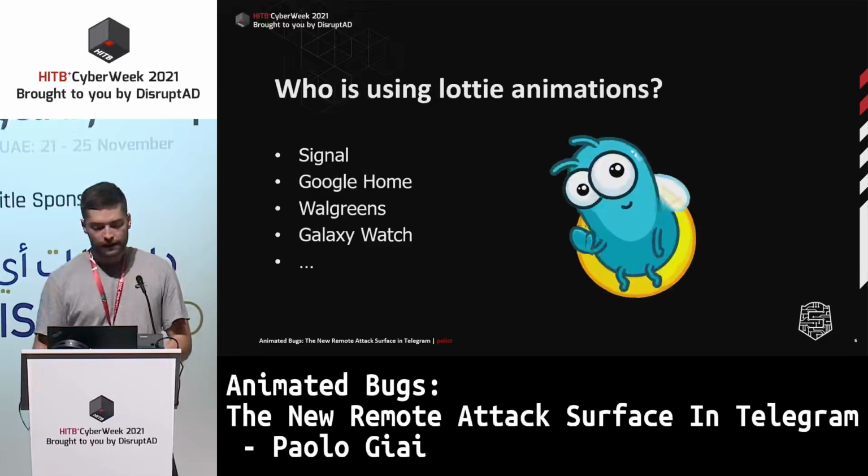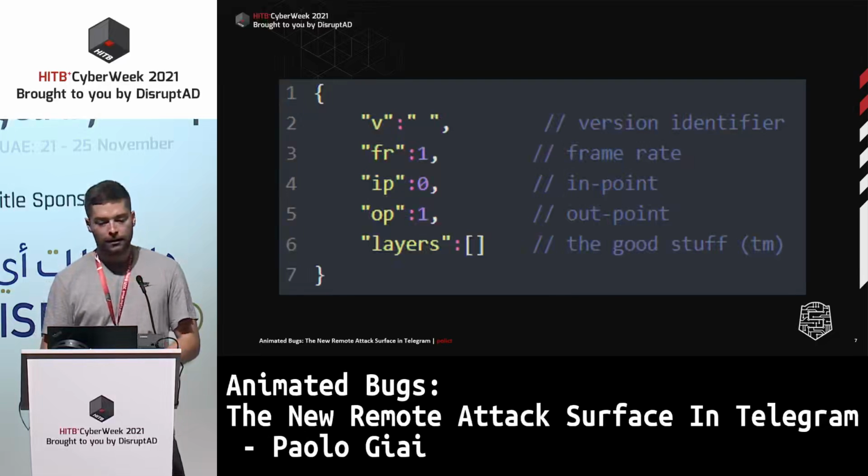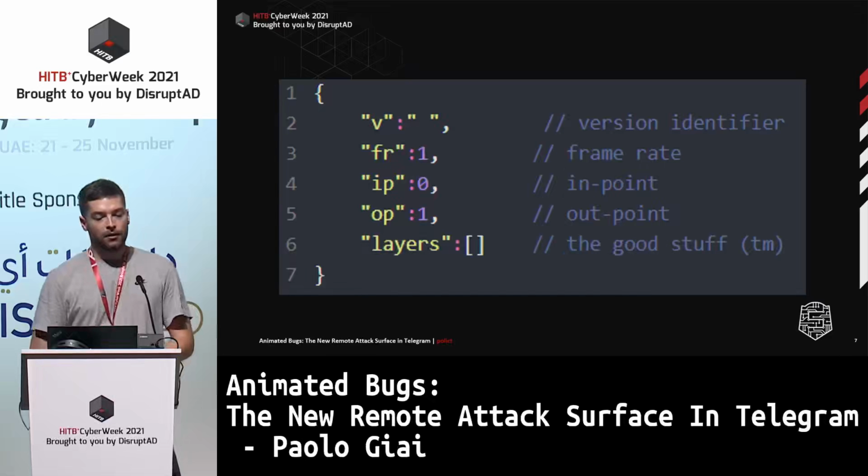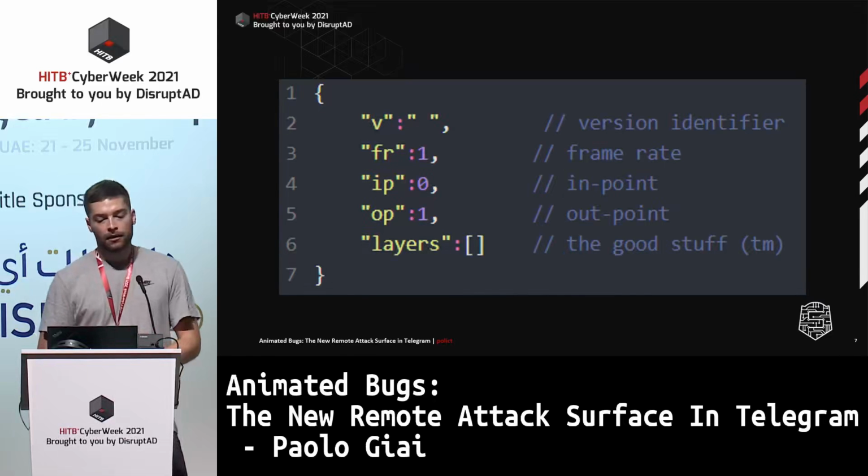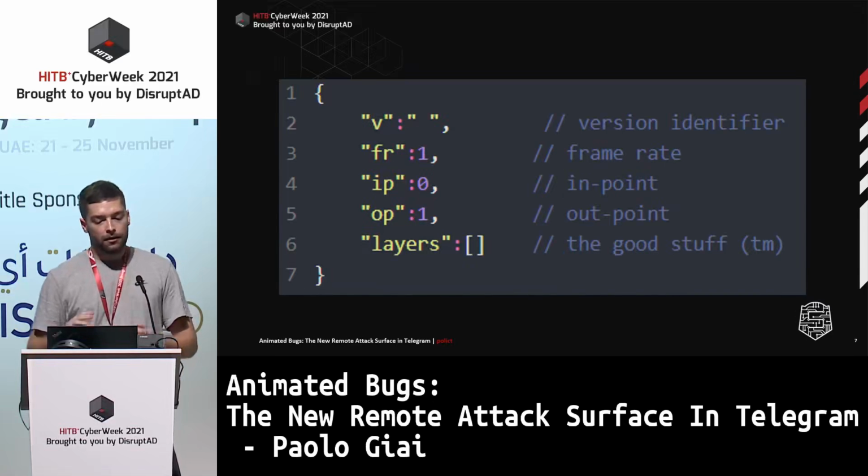So let's have a look at a barebone example of a Lottie animation. As you can see, as I mentioned earlier, they are defined as a JSON. So there is the outermost layer, which will include these 5 main keys, which, as you can see in the comments, are the version identifier, the frame rate, the in point, the out point, and actually the most interesting one from the point of view of the animation, which is the layers one.